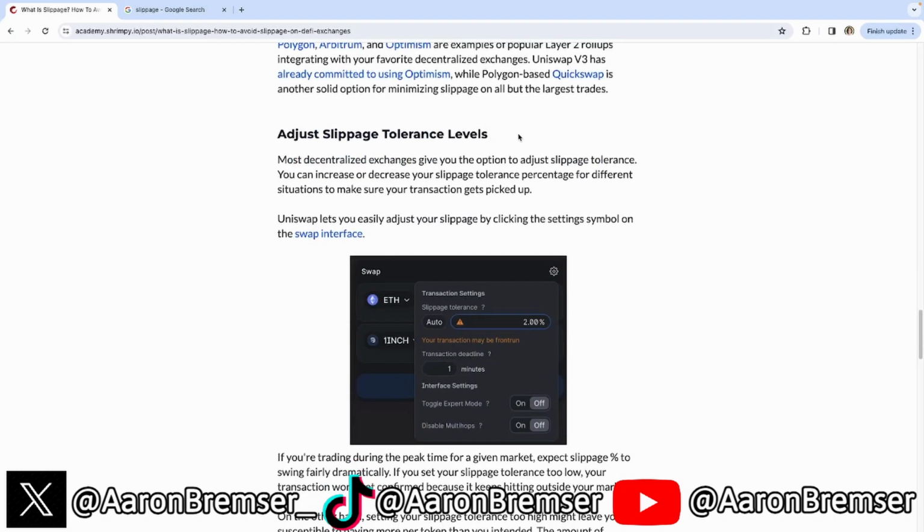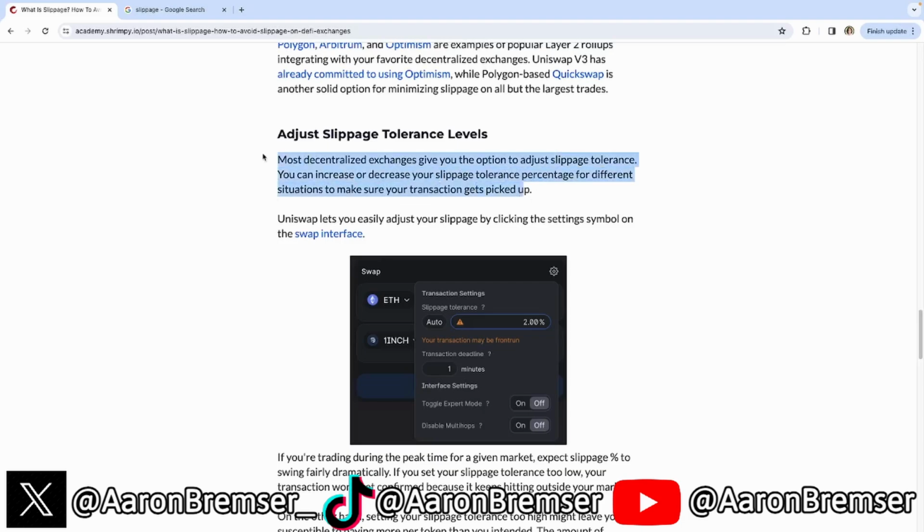Now, this is a big part: adjust slippage to tolerance levels. On pretty much every DEX, including the ones on ICP like ICP Swap, Sonic, etc., you can change your slippage. Most decentralized exchanges give you the option to adjust slippage tolerance. You can increase or decrease your slippage tolerance percentage for different situations to make sure your transaction gets picked up. And this is very key.